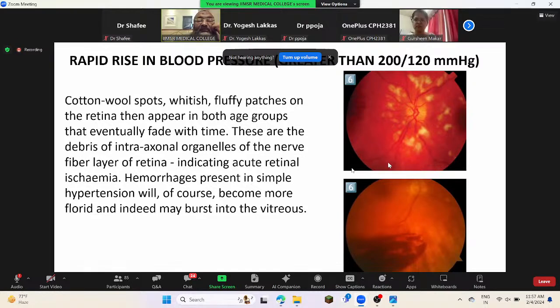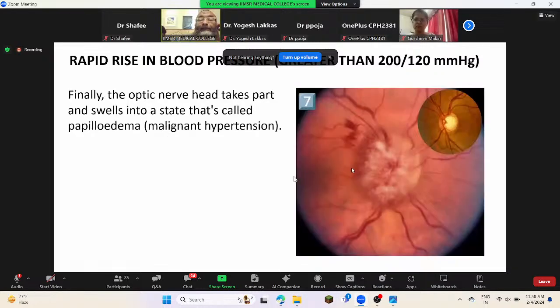Hemorrhages present in simple hypertension will, of course, become more florid and indeed may burst into the vitreous, as you see in the lower slide, that it has burst into the vitreous and caused vitreous hemorrhage. With a rapid rise in blood pressure that is greater than 100 to 120 millimeters of mercury, whether the patient be young or old, finally, the optic nerve head takes part and swells into a state that's called papilledema.